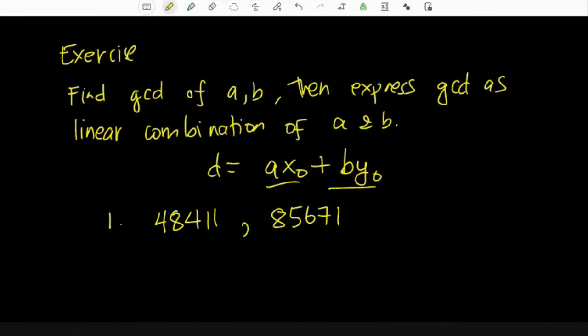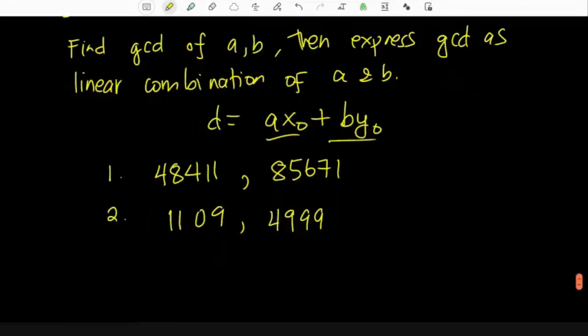Okay. Sige, dagdag na lang tayo ng ibang number. 1109 tsaka 4999. Medyo mas maliit ng konti. Tsaka 7469 and 2464. Unahin nyo yung 2, 3, bago yung 1. Yung 1 medyo malaki na para ma-practice muna.